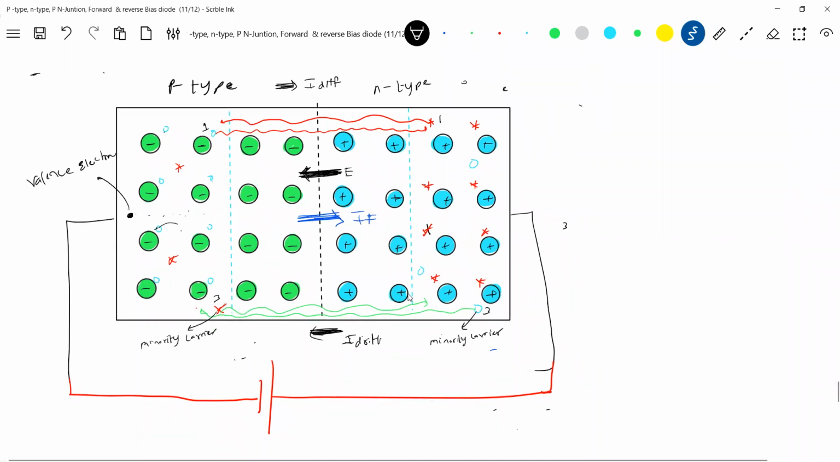So as I increase the reverse bias, there's a positive terminal connected to n-type. What it does, it will directly pull the electrons here. And what this negative terminal does, it will inject electrons into the p-type. So first we'll discuss the flow of charges here. The positive terminal will directly pull the electron. So this electron will come here. This electron will come here.